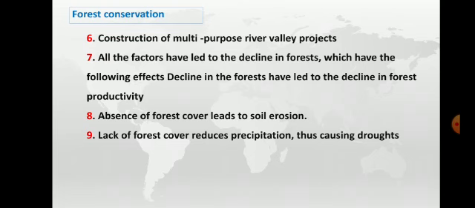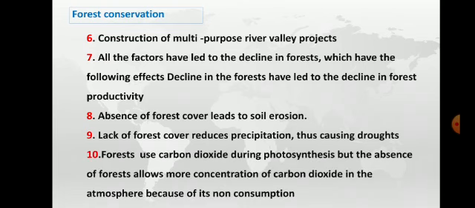Lack of forest cover reduces precipitation, thus causes droughts. So earlier I told you that if there is more forest, then more rainfall will be received, isn't it? Temperature will be reduced and all. So now if forest is not there, what will happen? The precipitation also reduces. If rain is not there, then there will be a condition of droughts.